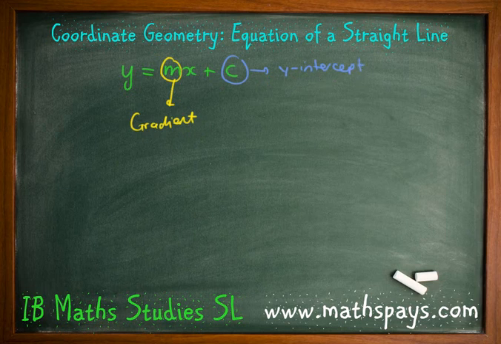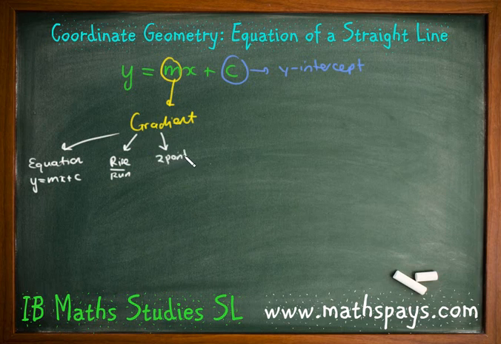Alright, so that's very important to understand. We've also looked at a number of different ways to find the gradient. We've got it from the actual equation itself, being in the form of y equals mx plus c. If we were given a graph, we use the rise over the run format. If we're given, let's call it, 2 points, we use y2 minus y1 over x2 minus x1.